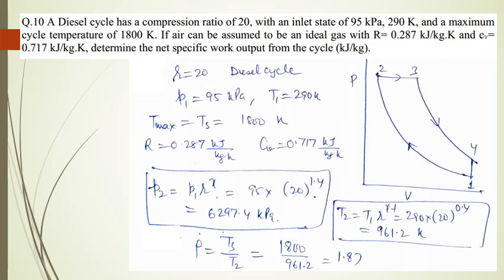Now P2 equals P1 into R raised to power gamma. So this gives us the value of P2 as 6297.4 kilopascal. And T2, which is equal to T1 into R raised to power gamma minus 1, comes out to be 961.2 Kelvin. Rho, which is equal to T3 upon T2, comes out to be 1.87.